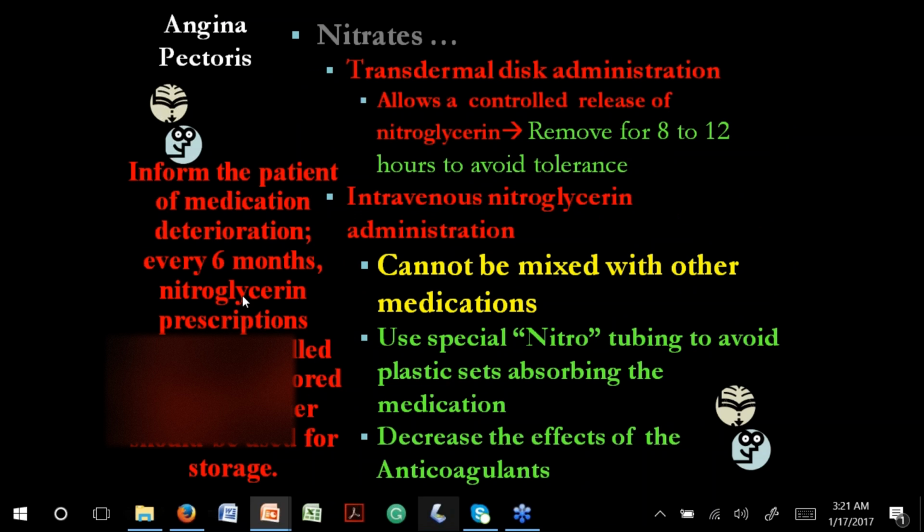So here we have another thing that is important, which is tolerance. Tolerance to the nitrates is very common, and with tolerance you need a higher dose to have the same effect as previous days. So in order to prevent that, you need to give the patches, mostly the transdermal disc, during the night. Why at night? Because the patient is at rest, right? The patient is not in activity.